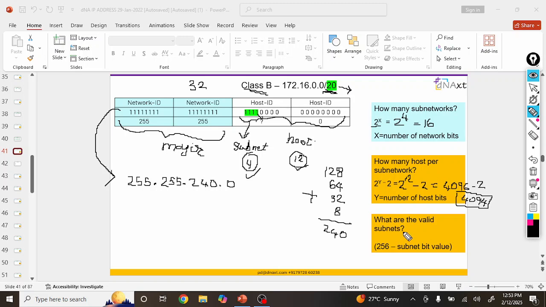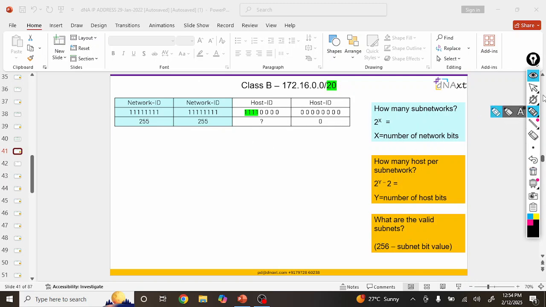Okay. What are the valid subnets? To get the increment, it is 256 minus 240, because where is the subnet bit value? The subnet bits are in your third octet, and its value is 240. So the increment you will get is 16. So 16 subnetworks you are going to get, with an increment of 16. Now let's write down all the subnetworks one by one.